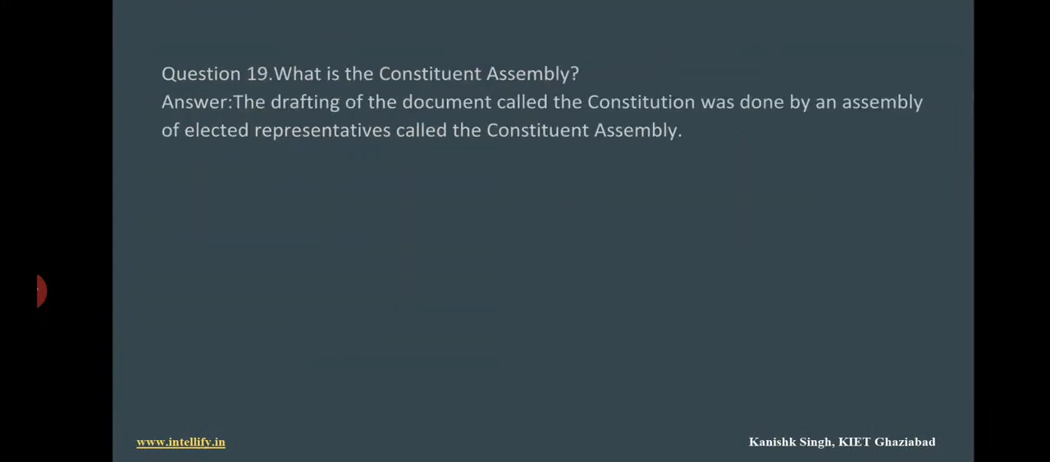Moving on, question 19, last question. What is the Constituent Assembly? So we have already discussed members of Constituent Assembly. So what basically was the Constituent Assembly? The answer is the drafting of the document called the Constitution was done by an assembly of elected representatives called the Constituent Assembly. So Constituent Assembly is basically nothing but a collection of members who drafted the constitution, who were given the responsibility of drafting the constitution. So they all collaborated and they were an assembly of people named the Constituent Assembly, right?